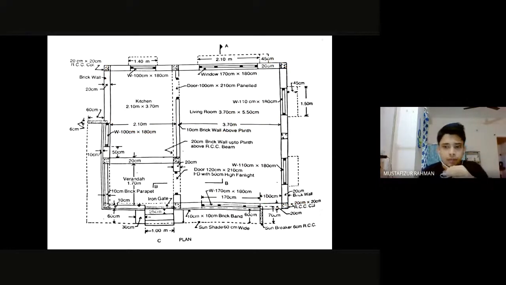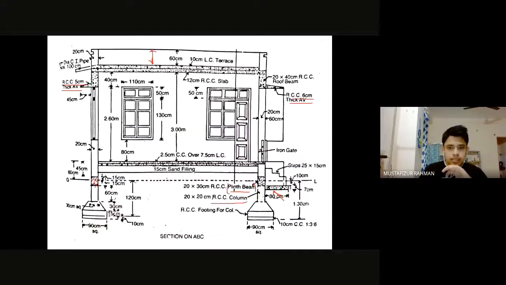We have to find from this diagram how many columns we have and how many footings we will have. So these are the columns: 1, 2, 3 here, 4, 5, 6, 7, 8, and 9. So in total we have 9 columns, and we will have to do foundation work for 9 column footings. Then this sectional diagram shows that this is 90 centimeter or 0.9 meter, so we have to do excavation for that much, 90 centimeter square.